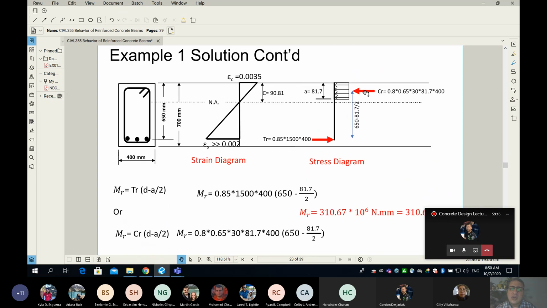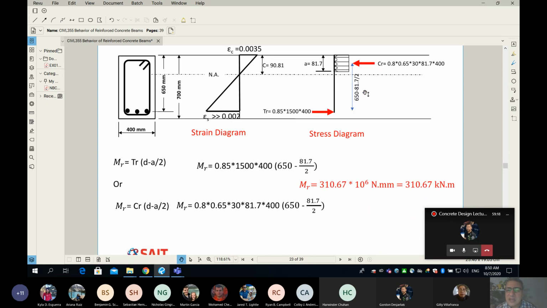So very simple. If you want to find how much this beam can resist in terms of bending moment, you have to multiply your T times the lever arm, and you can get the same result if you multiply C sub R multiplied by the lever arm. In our class, let's agree: you need to do both. You need to find the moment from the compression, you need to find the moment from the tension, and you have a check. Those numbers must agree.